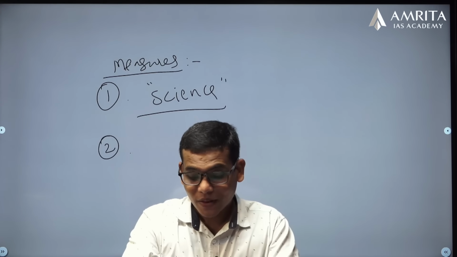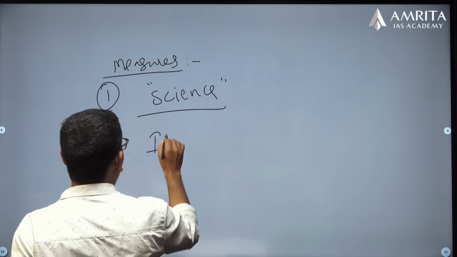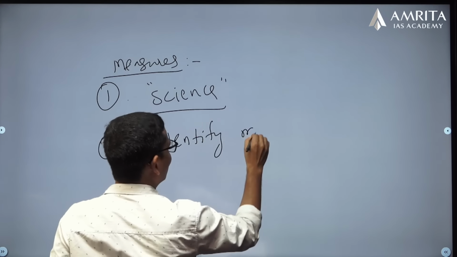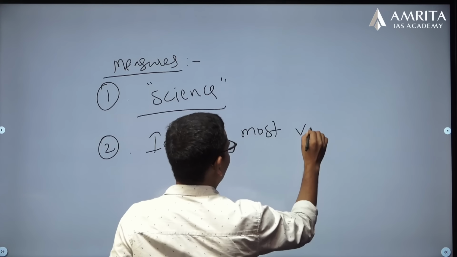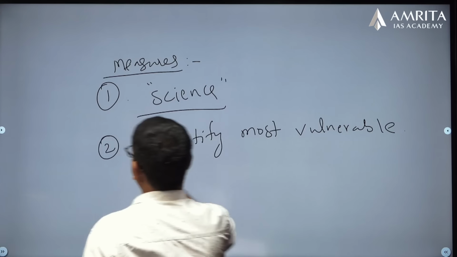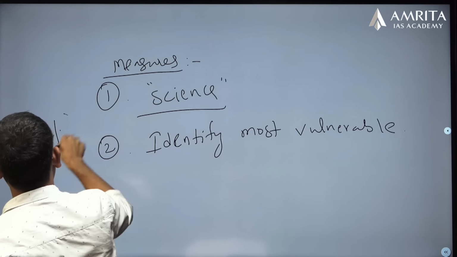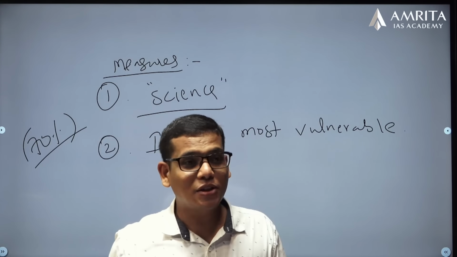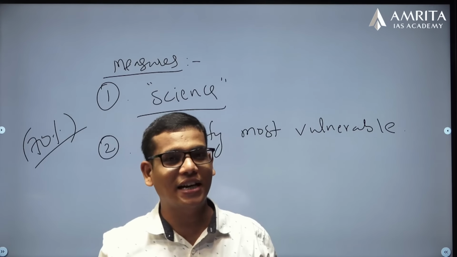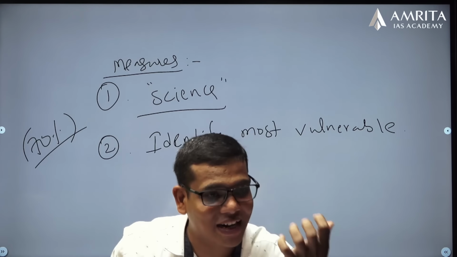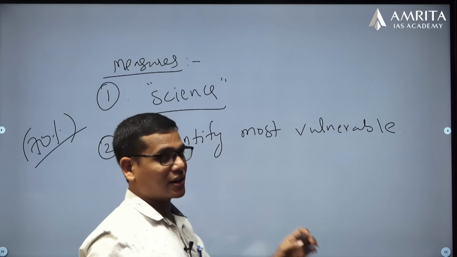Next, identify the most vulnerable areas, because on the globe 70% is covered with the oceans. That means you can't protect all the ocean at a time. But wherever there is a possibility of more vulnerability, just identify those locations.